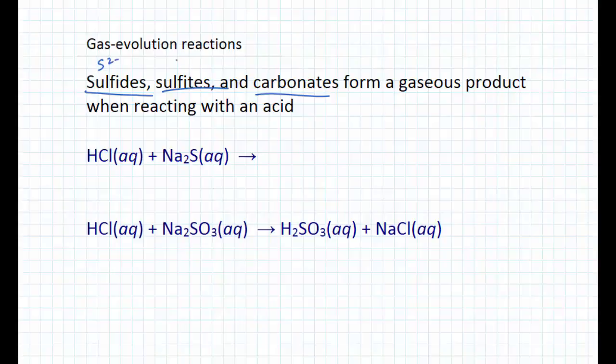What is sulfite? Sulfate is SO4. Sulfite is SO3. Carbonate is CO3, 2 minus, okay? So, if we have a sulfide, sulfite, or carbonate, they form a gaseous product when we react them with an acid, and it works like this.